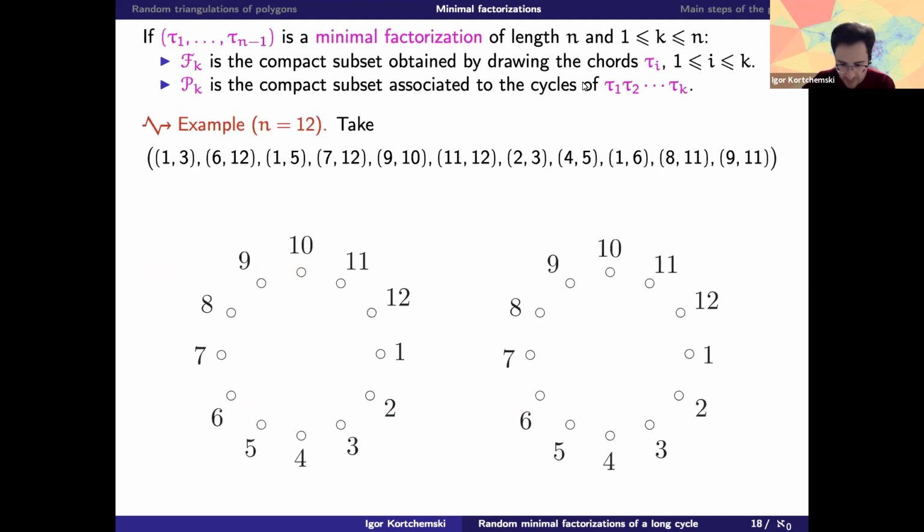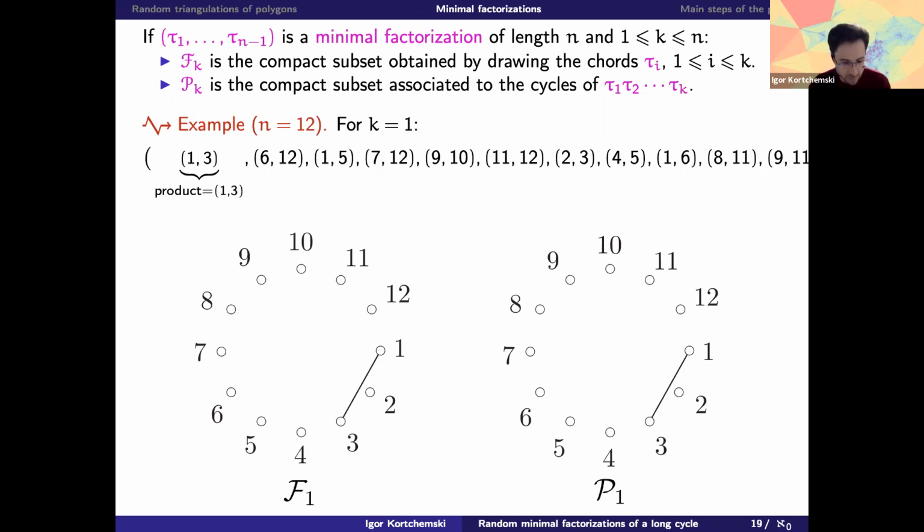To do this, we associate to a minimal factorization a compact subset of the unit disk in two ways. In each way, we read first the first transposition, then the first two transpositions, the first three transpositions, and so on. So I will directly explain this on an example. It will be a bit more clear.